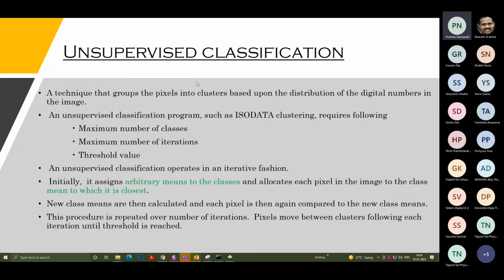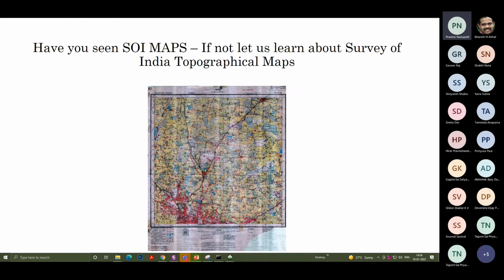So next we will try to understand the SOI maps, or the Survey of India maps. These are the topographical maps. We require them just to understand the spatial location of any area that we are working on, our area of interest. We also use them for georeferencing, etc.